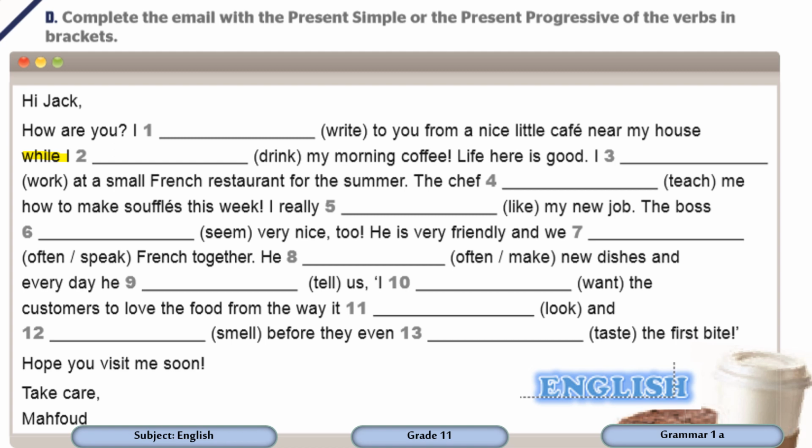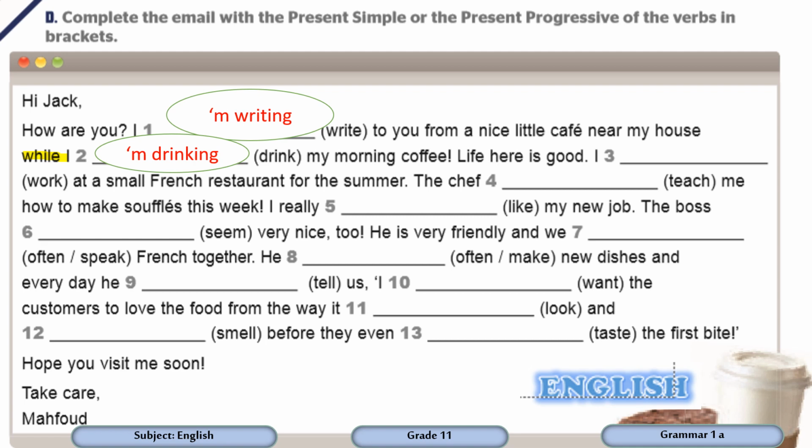Just try to imagine the situation. This is a person writing a letter talking about what he's doing right now. So we should use here, yes, the present progressive. So I am writing, because it's now, I'm writing to you from a nice little cafe while I am drinking my morning coffee at the same time.